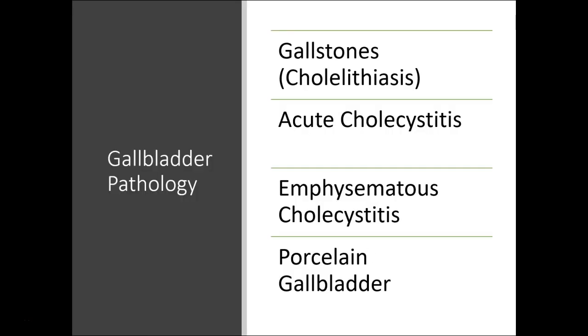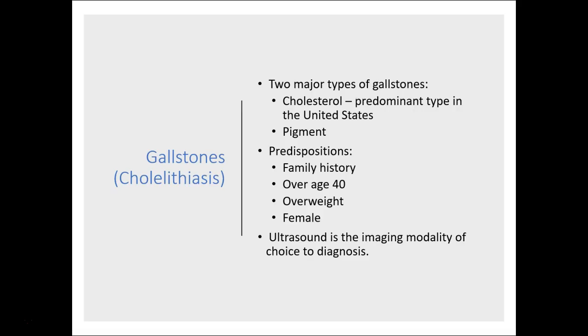All right, gallbladder pathology. So we have gallstones, just cholelithiasis, acute cholecystitis, emphysematous cholecystitis and porcelain gallbladder. There are two major types of gallstones. There's cholesterol, which is predominant typically here in the United States, and it's usually a family history. You're over 40, you're overweight, and you're female. So there's the F's: female, fat, and 40 are the things that are typically the triggers for gallstones.